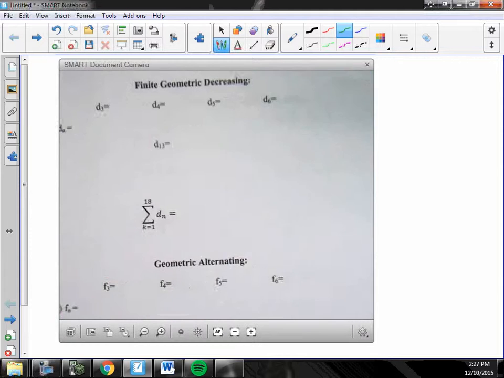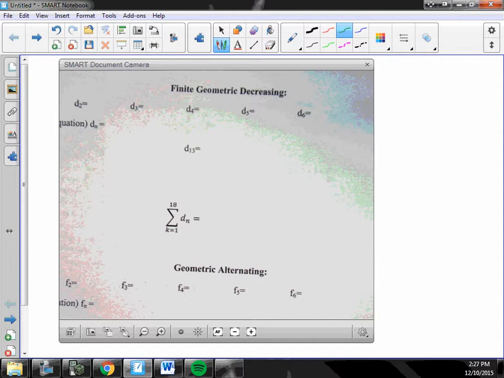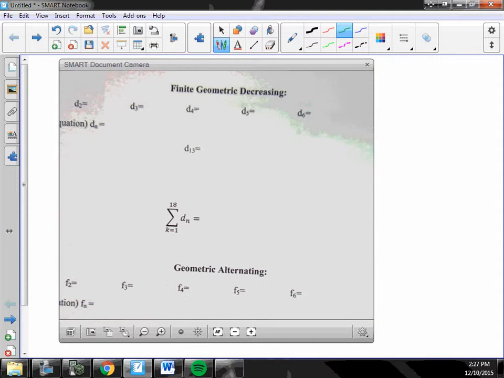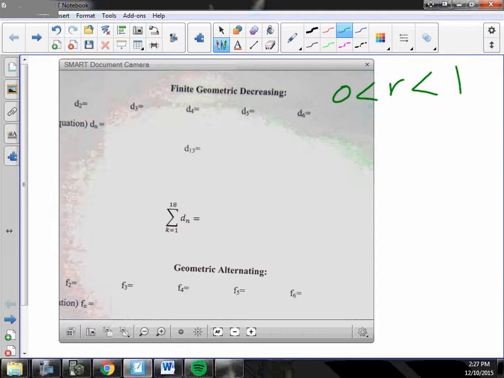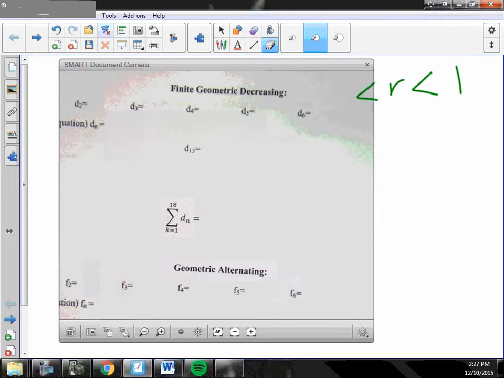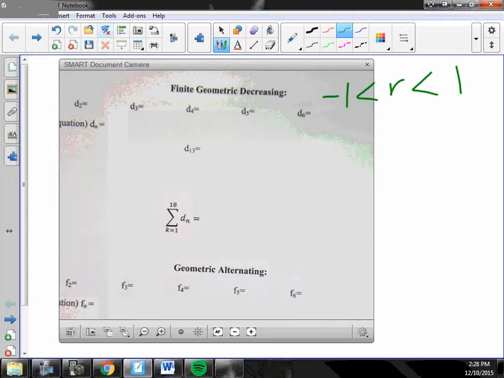What does it mean to be a finite geometric decreasing sequence? So we don't go on forever, that's finite. Geometric means we're multiplying. Decreasing means r is strictly between 0 and 1. Well, I guess it could be negative 1. I guess it didn't say it wasn't alternating, so that's true.